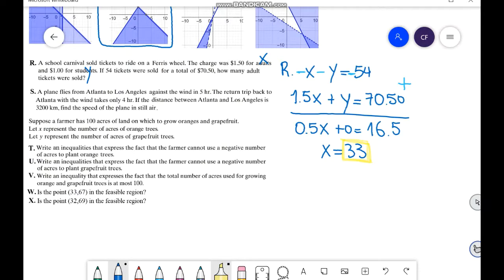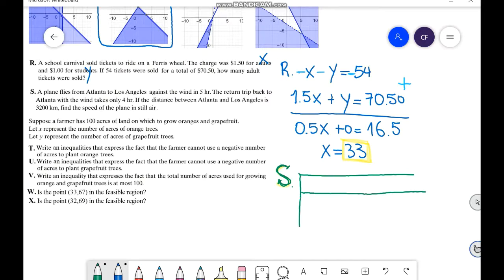Next one, let's work on the question letter S. Oops. Question letter S is about the plane. Remember this one? A plane that flies from Atlanta to Los Angeles. For questions that involve planes and traveling and boats and things like that, I suggest you build a table to organize your data.